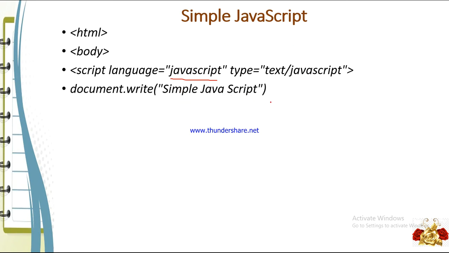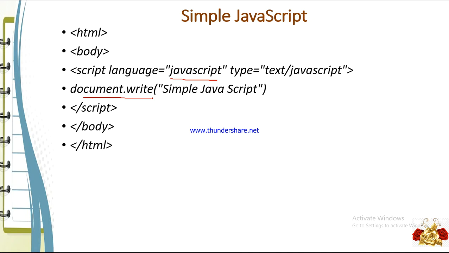Document.write is used to display the output. That is a JavaScript program. This is one of the methods for displaying the output. Document.write, so within brackets we have the text, that is simple JavaScript. Okay. Next, close script, again close body, and again close HTML.